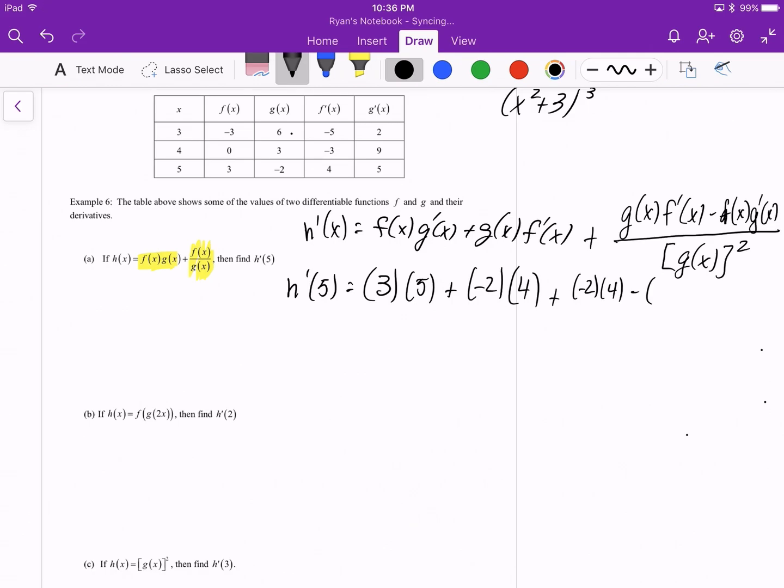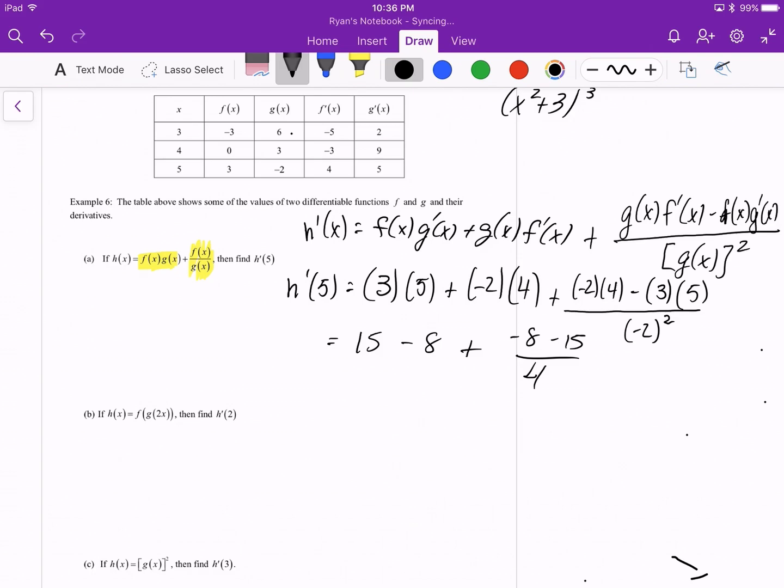Minus f of 5, which we said earlier was 3. And then g prime of 5, which was 5, all over g of x squared. And g of 5 is negative 2. And then make sure that you square it. Okay, so if we do the arithmetic here, and yes, you need to be able to do this without your calculator, this is going to be 15 minus 8 plus negative 8 minus 15 all over 4.